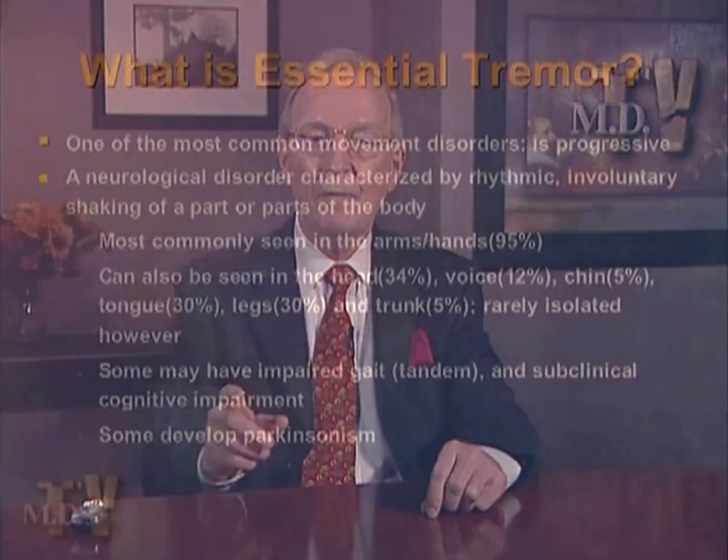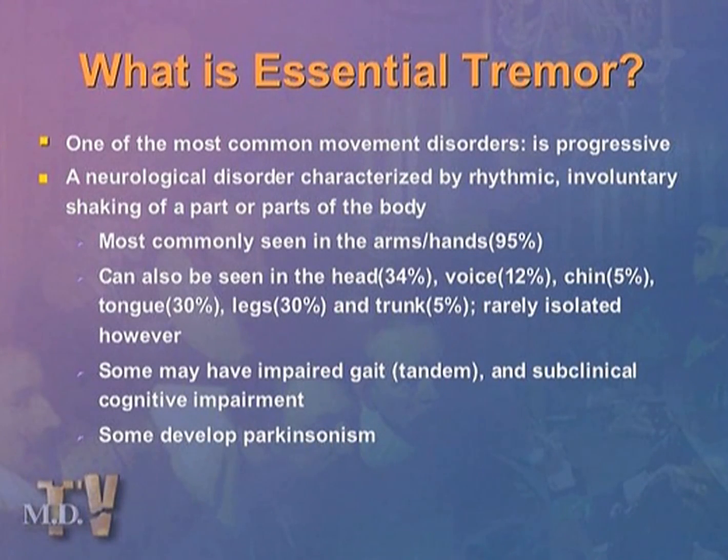Now, what is essential tremor? Essential tremor is the most common movement disorder that we have, and it's very progressive. Some people progress slow, some people have a more rapid progression. So the definition is a neurological disorder characterized by a very rhythmical, involuntary shaking of a part or parts of the body, usually more than one part. The most common tremor is seen in the hands and the fingers and the arms. 95% of the people that have essential tremor will have involvement of the arm and hands.